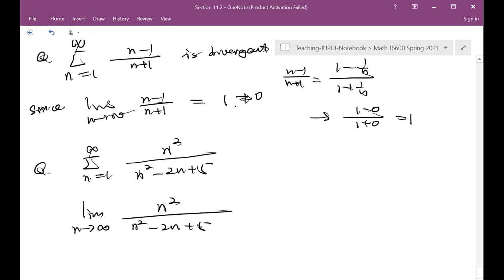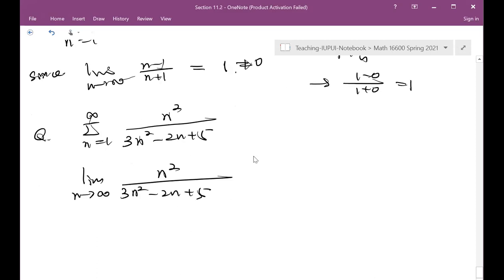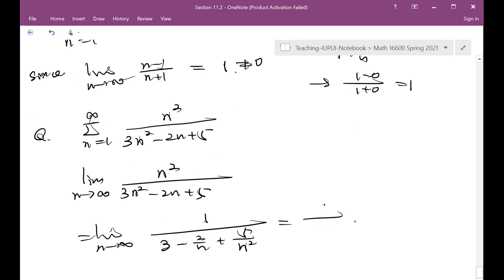Why is it 1? Because the numerator and denominator are the same if I put the 3 here. So the limit is 1/3. How do you solve this? You divide the numerator and denominator by n squared. So 3 minus 2 over n, plus 5 over n squared. So the limit is 1/3, which is not going to be 0.